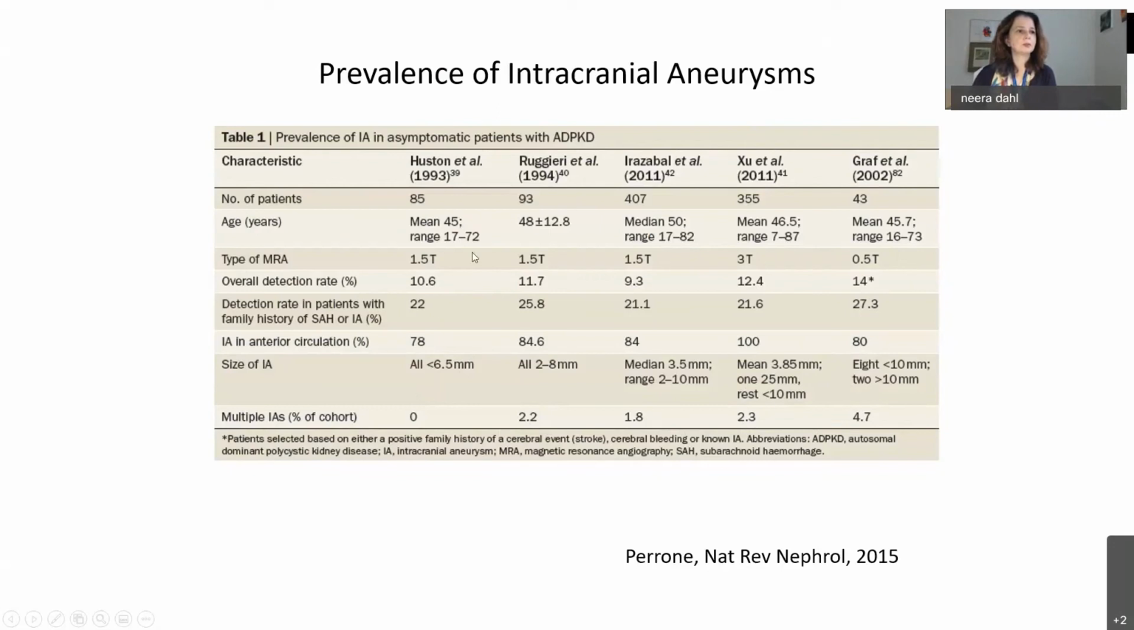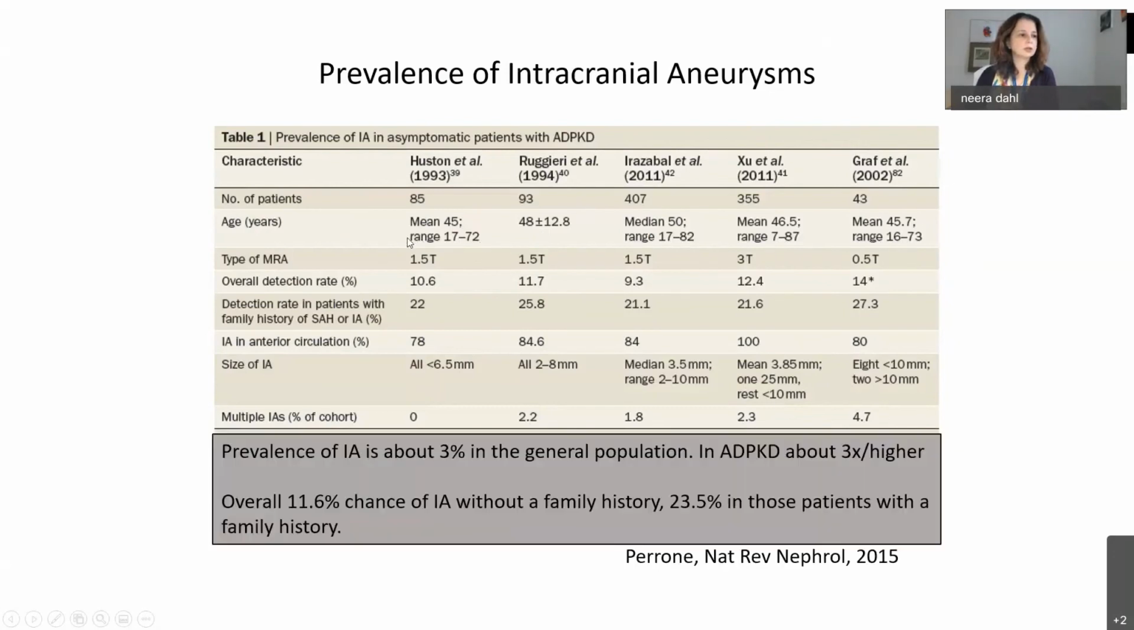A couple of things to point out. So the age at which these aneurysms are found is much younger than the age at which aneurysms are found in the general population. So the prevalence of intracranial aneurysms in the general population is about 3%. Without a family history, the incidence of intracranial aneurysm is lower. With a family history, it's about 23% may have an intracranial aneurysm.